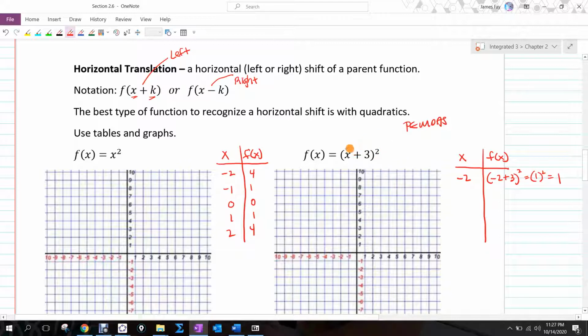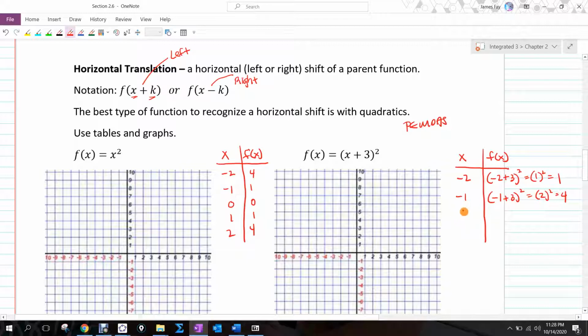That is going to be a left or right movement, and that process is why adding here moves it to the left and subtracting moves it to the right. So I'll try -1 again. Okay, so I'll plug -1 in, add 3 to that, and then square it. So I have to do order of operations first, so that's going to give me -1 plus 3 is 2. So 2 squared would be 4.